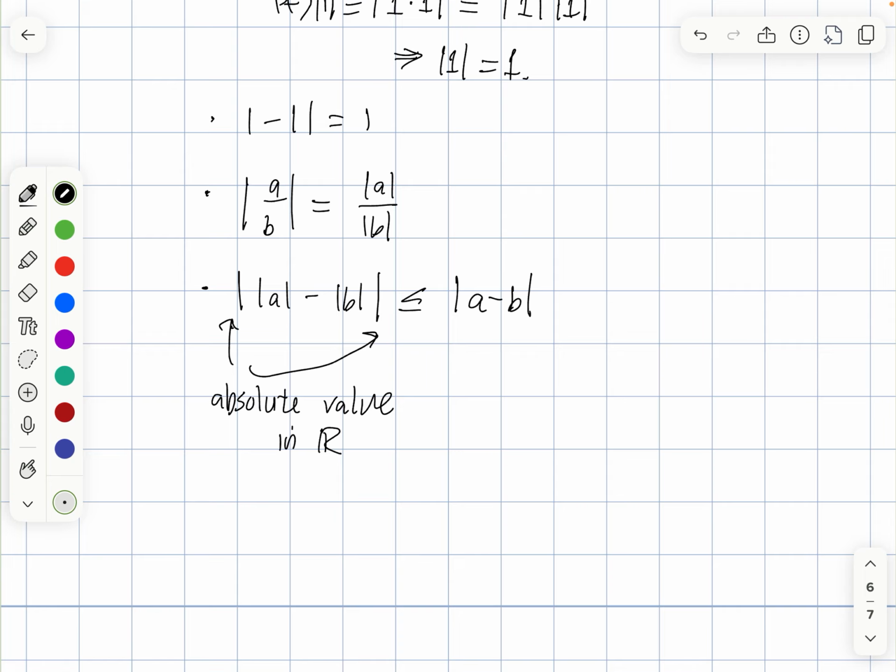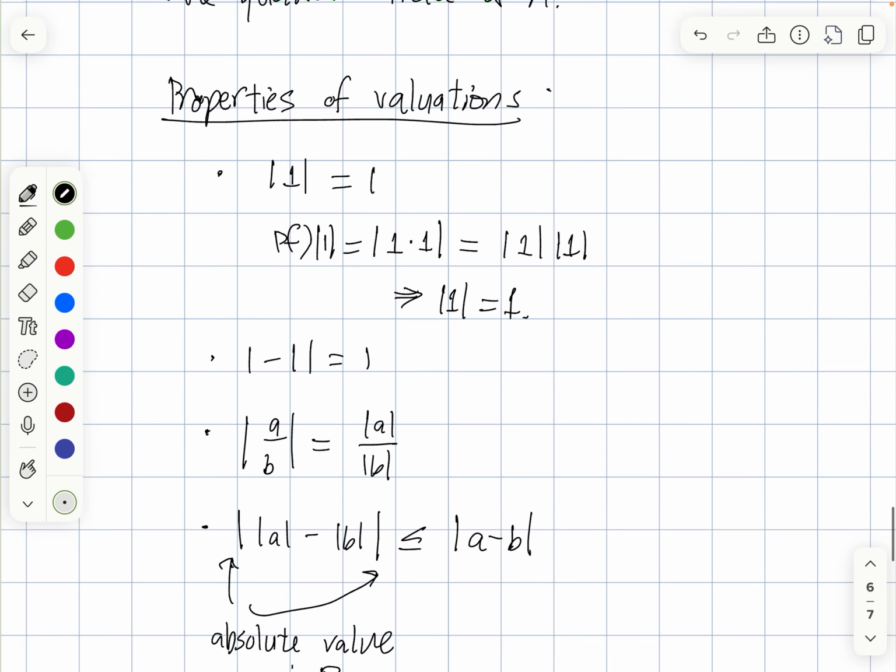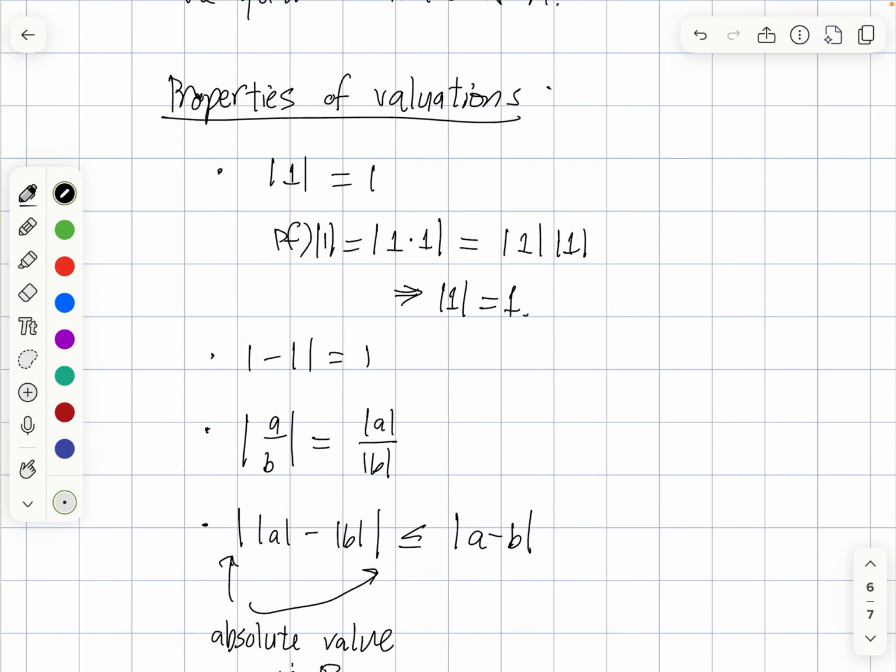Okay, well, in the next video, we'll see what happens when you have a non-Archimedean valuation. When you have a non-Archimedean valuation, it has additional structure, and we'll define something called the valuation ring associated with the non-Archimedean valuation.